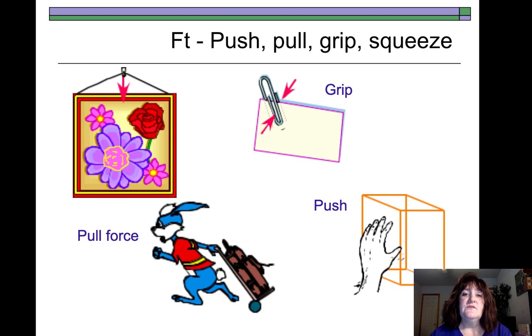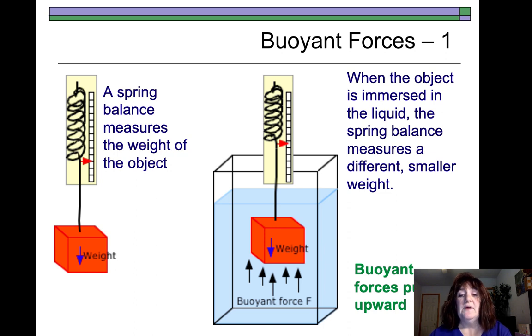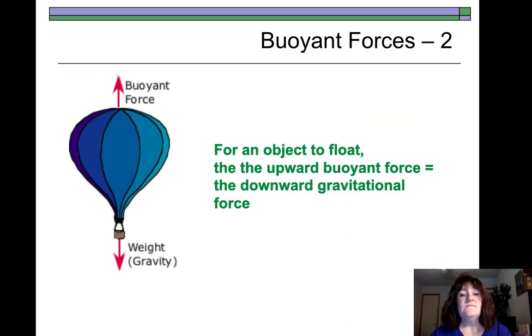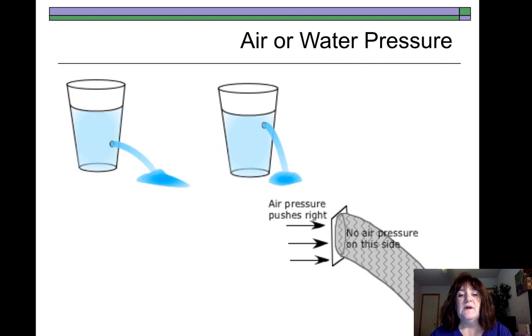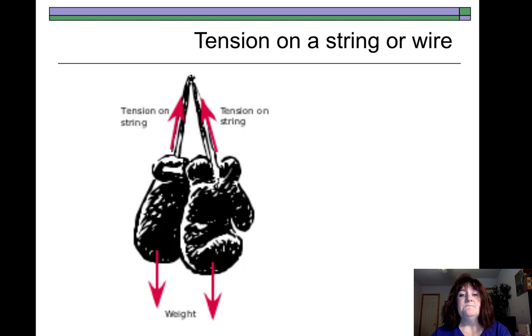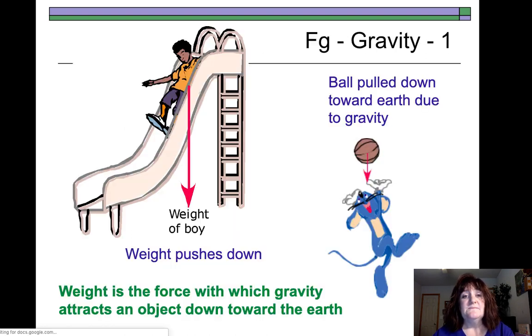Examples of forces and their effects. So force of tension, again, is push, pull, grip, squeeze, right? It's also the buoyant force when you have something floating in the air. It's also the air or water pressure behind, like when you have a hole in a cup, okay? It's also tension, right? Force of tension is what is a string or a wire, anything that is hanging.